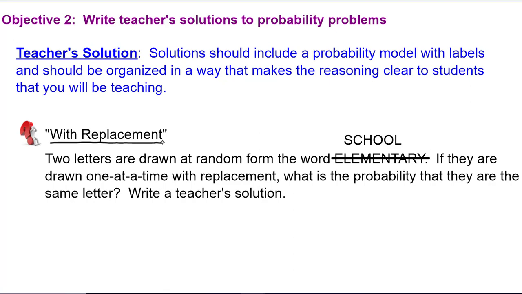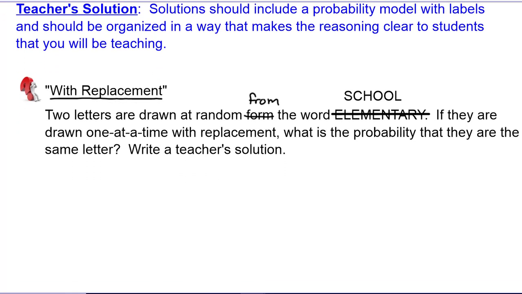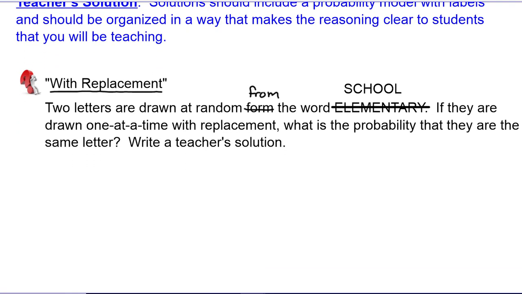So suppose 2 letters are drawn at random from the word school. If they are drawn one at a time with replacement, what is the probability that they are the same letter? Write a teacher solution. Okay, so think of it this way. I have school, and they're all separate letters.